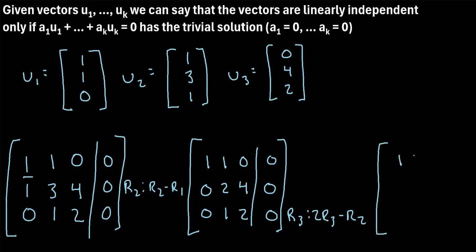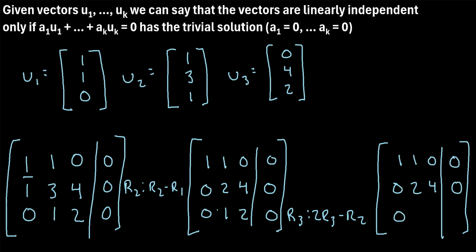So here's what that would look like. The first row doesn't change at all. And the second row doesn't change at all. Now the third row is 2 times 0 minus 0, that's 0. 2 times 1 is 2, minus 2 is 0. 2 times 2 is 4, minus 4 is 0. And 2 times 0 minus 0 is just 0. So this matrix is in row echelon form.